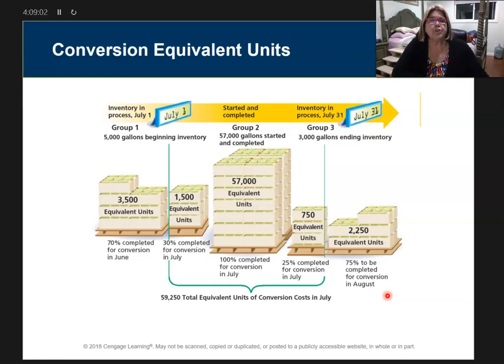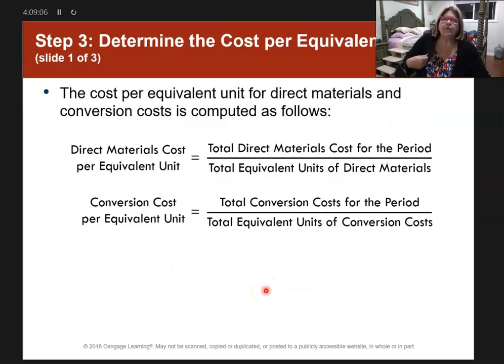We're going to move on to step number 3. So step number 3, I need to find the cost per equivalent unit. Well, here are my formulas, and I have 2 separate ones. One is for direct materials, one is for conversion cost. And here's how I calculate it. Total direct materials cost for that period of July divided by the total equivalent units of direct material. Well, you found this out in step 2, and you're going to be given this cost information in step 1.